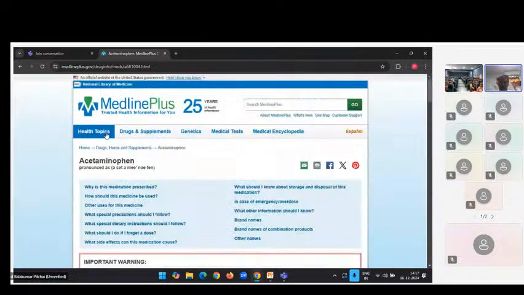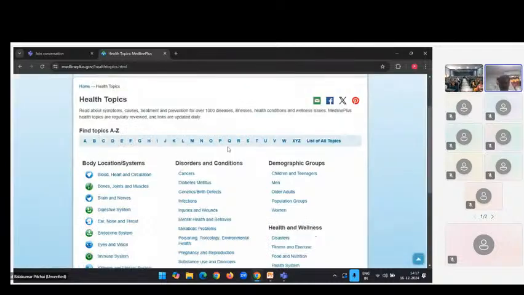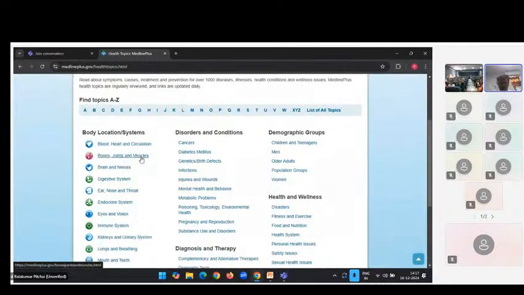Okay, next coming to the health topic. See here, there are a lot of health topics. For example, if you want to know something about blood, heart and circulation, bones, joint and muscle, brain, nerves, digestive system, ear, nose, throat, endocrine system, immune system, kidney. When you start a research work, for example, you are going to work on diabetic nephropathy, don't start immediately with nephropathy. Read about the kidneys, read about their physiology, read about their pathology, then go for diabetic nephropathy.